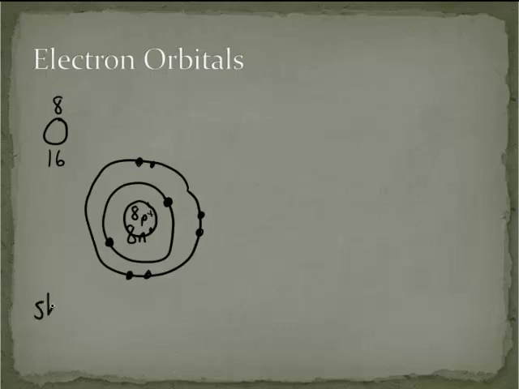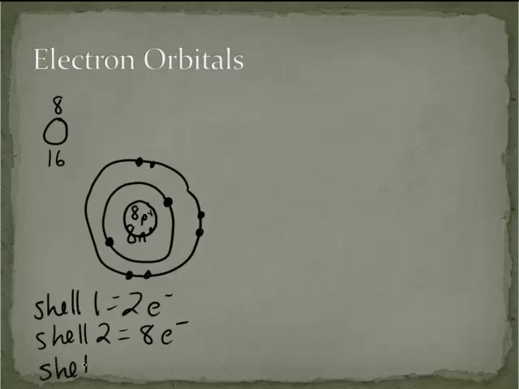So shell number 1 can have 2 electrons. Shell 2 can have up to 8 electrons. Shell 3 can have up to 18 electrons. However, 8 is the magic number in all the shells except that first shell. When an atom has 8 electrons in its outer shell, it's stable, or it's happy, if you think about it in that way. But having 8 electrons in the outer shell is good.